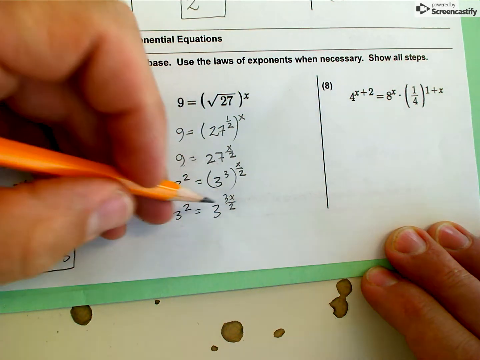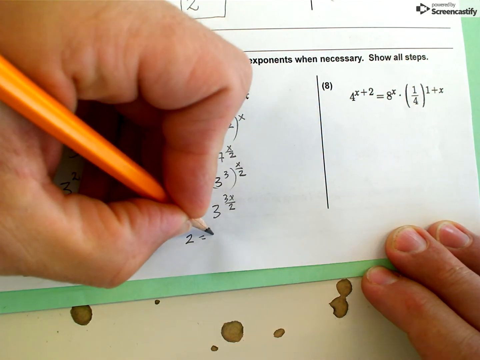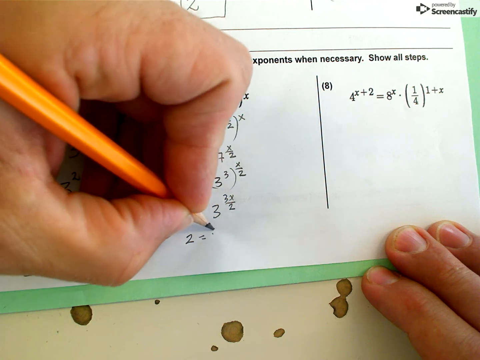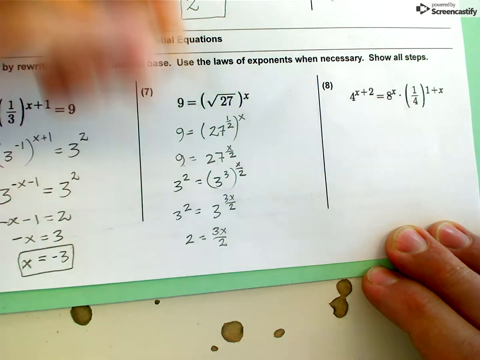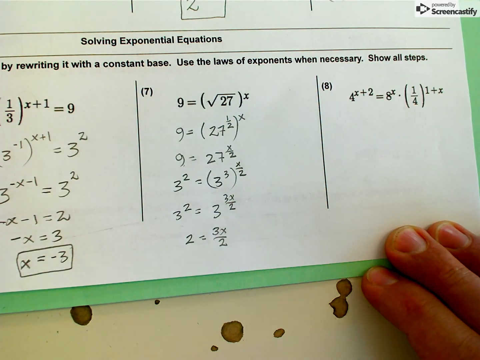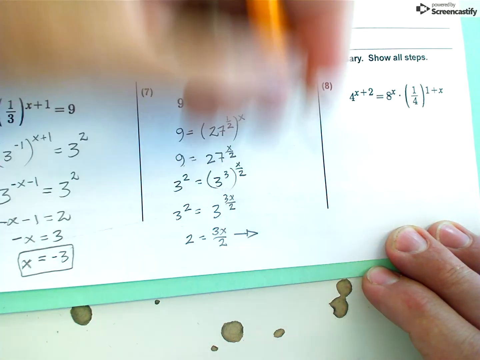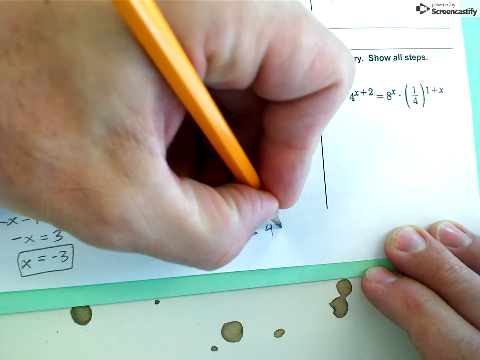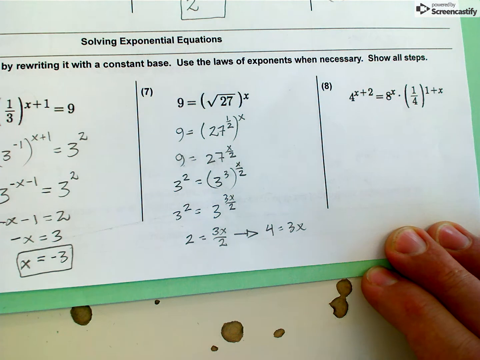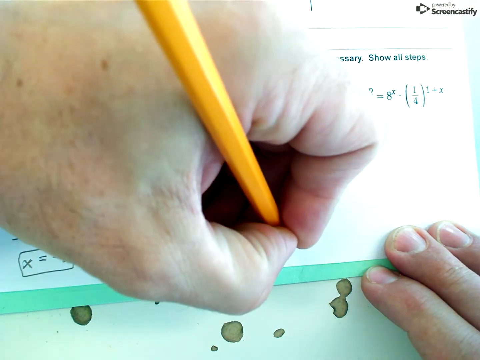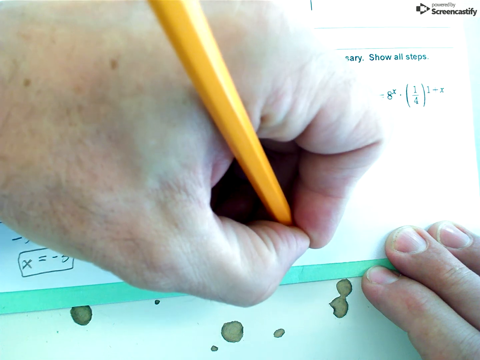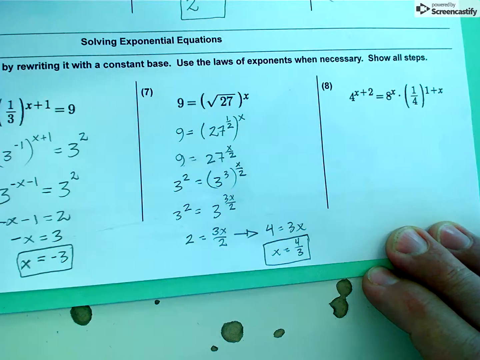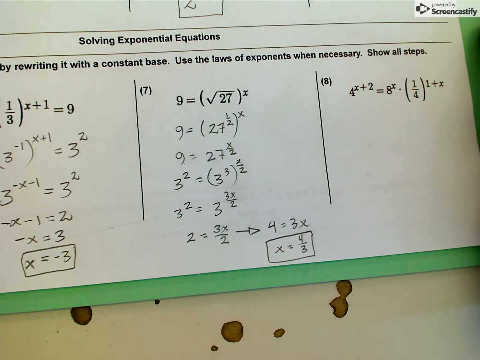And now my bases are equal, so I can set my exponents equal to each other, multiply both sides by 2, and that gives me 4 equals 3x. Divide both sides by 3, and I get x equals 4/3.